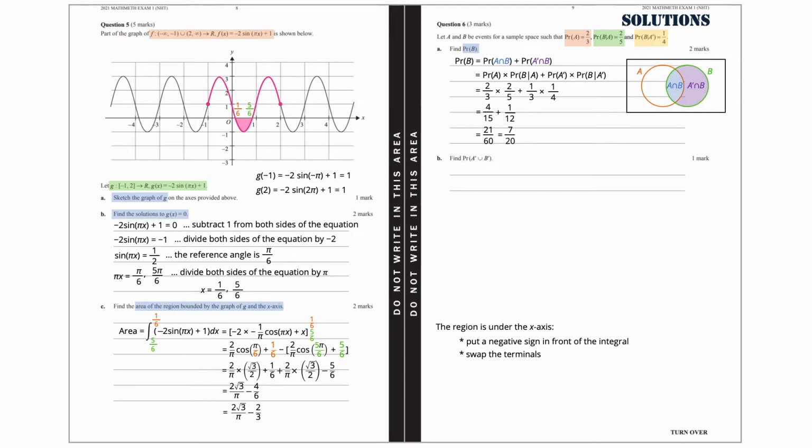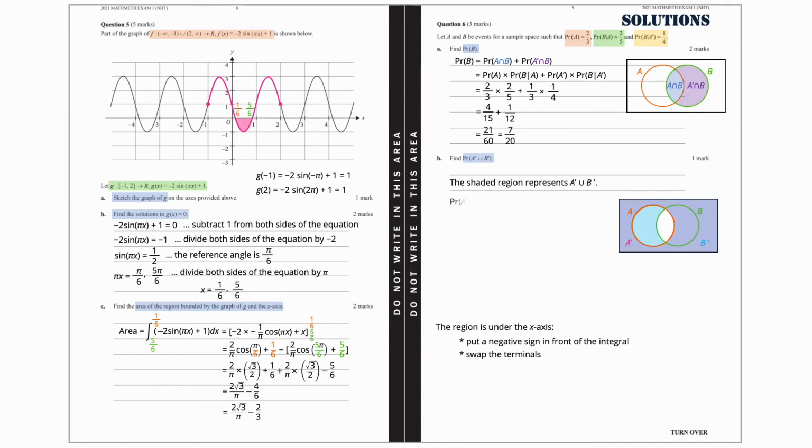Part B. Find probability of A dash union B dash. Now, again, a Venn diagram. This is the circle for event A, and outside is A dash. Similarly, we have the circle for event B, and outside is B dash. We put these together, and the shaded region represents A dash union B dash.